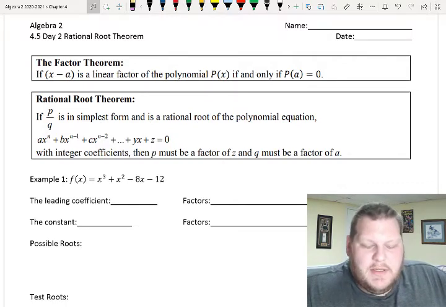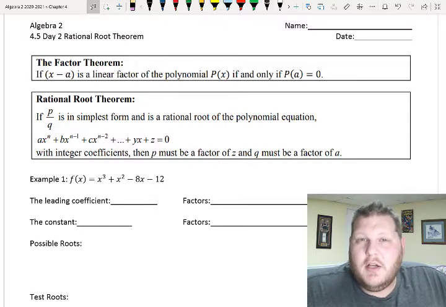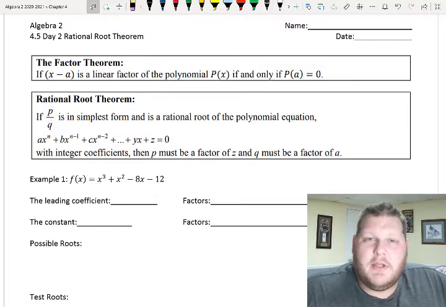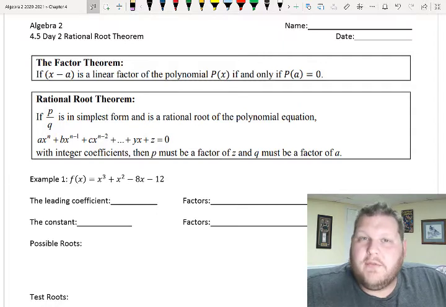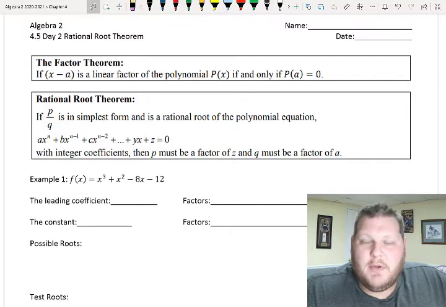So our first one is an alternative way to check and see if something is a factor. I know back in the first part of chapter 4 we talked about how one way of checking if it's a factor, besides just factoring it out, would be doing synthetic division with a factor to see if it gave me a remainder of 0. If I have a remainder of 0, that means it factors perfectly with nothing left over. So that's one way of checking it.